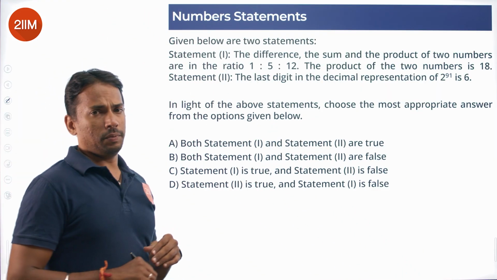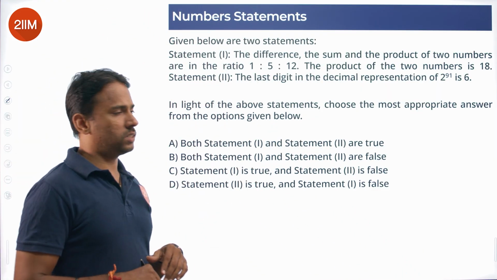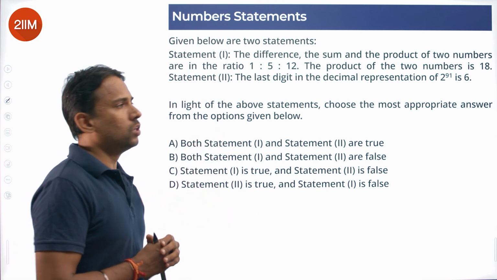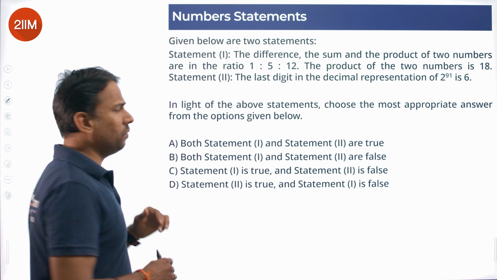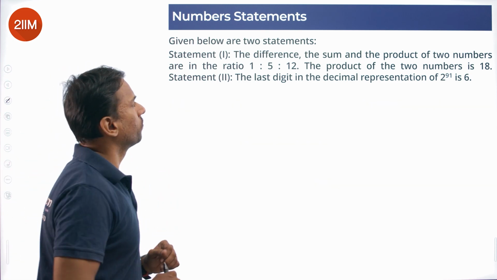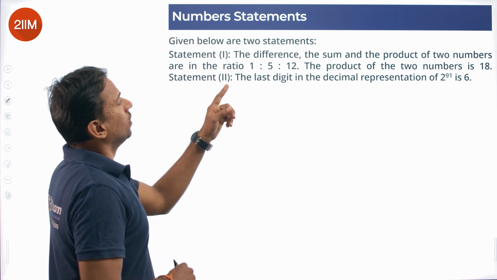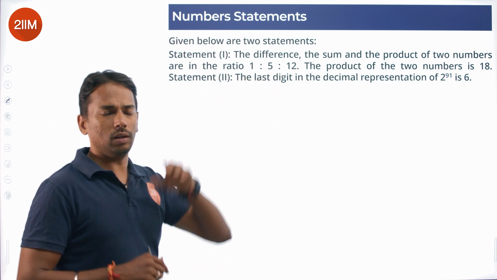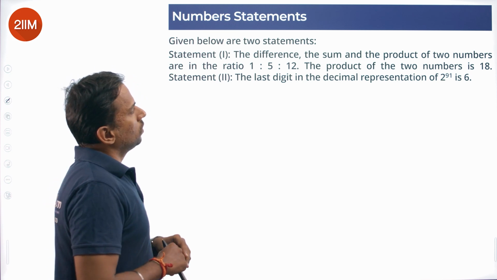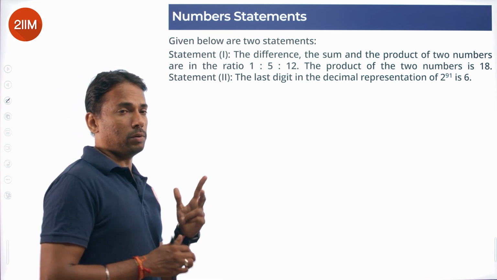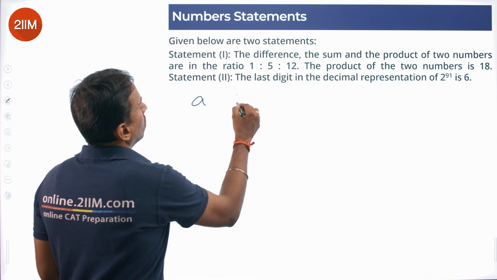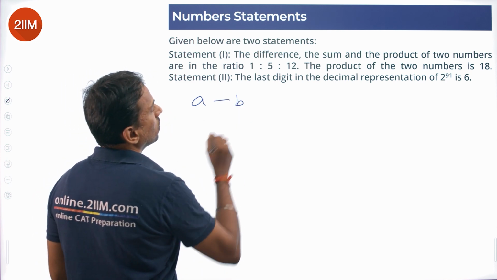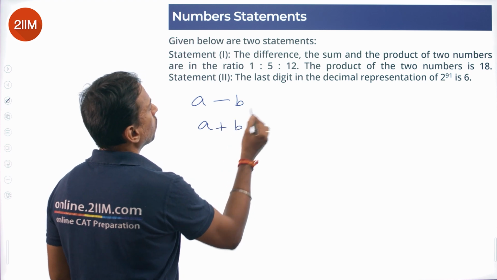Given below are two statements. We'll have to verify them and conclude whether the statements are true or false. So we'll handle the statements one by one. We'll go for a fresh slide. Okay, statement 1 says the difference, the sum and the product of two numbers are in the ratio 1:5:12. That means we'll have it like this. We'll have the two numbers to be A and B. So the difference, A minus B, the sum, which is A plus B, and the product, which is AB.